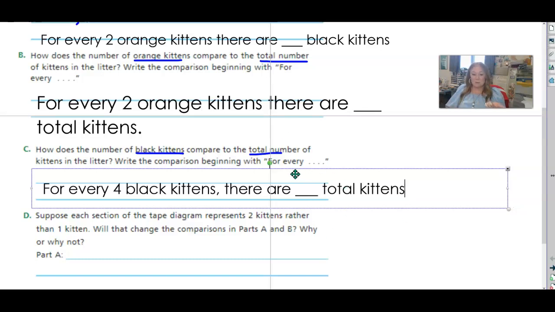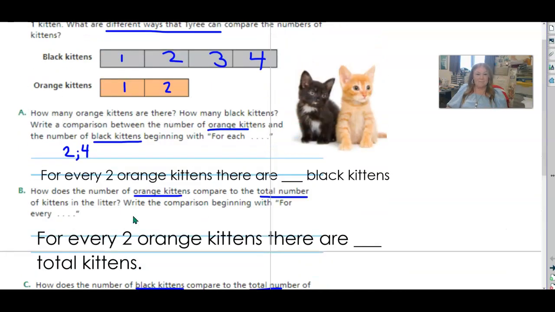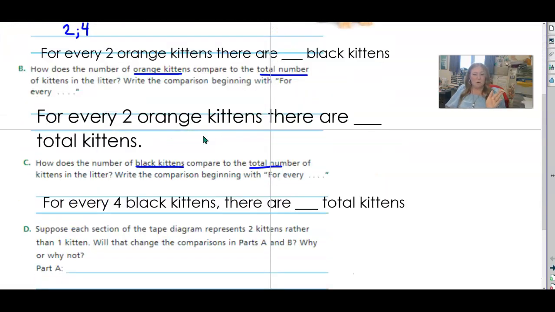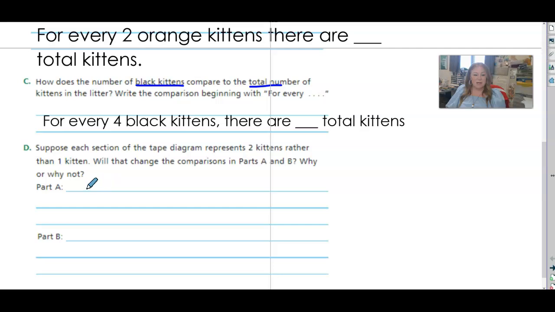to find that total. And then D says, suppose each section of the tape represents 2 kittens rather than 1 kitten. Will that change A and B? So instead of having 1, 2, 3, 4, it's saying each of these is 2, 4, 6, and 8. And this is 2 and 4. So the question was orange to black. So this time orange to black would be 4 to 8. So will that change our comparisons?